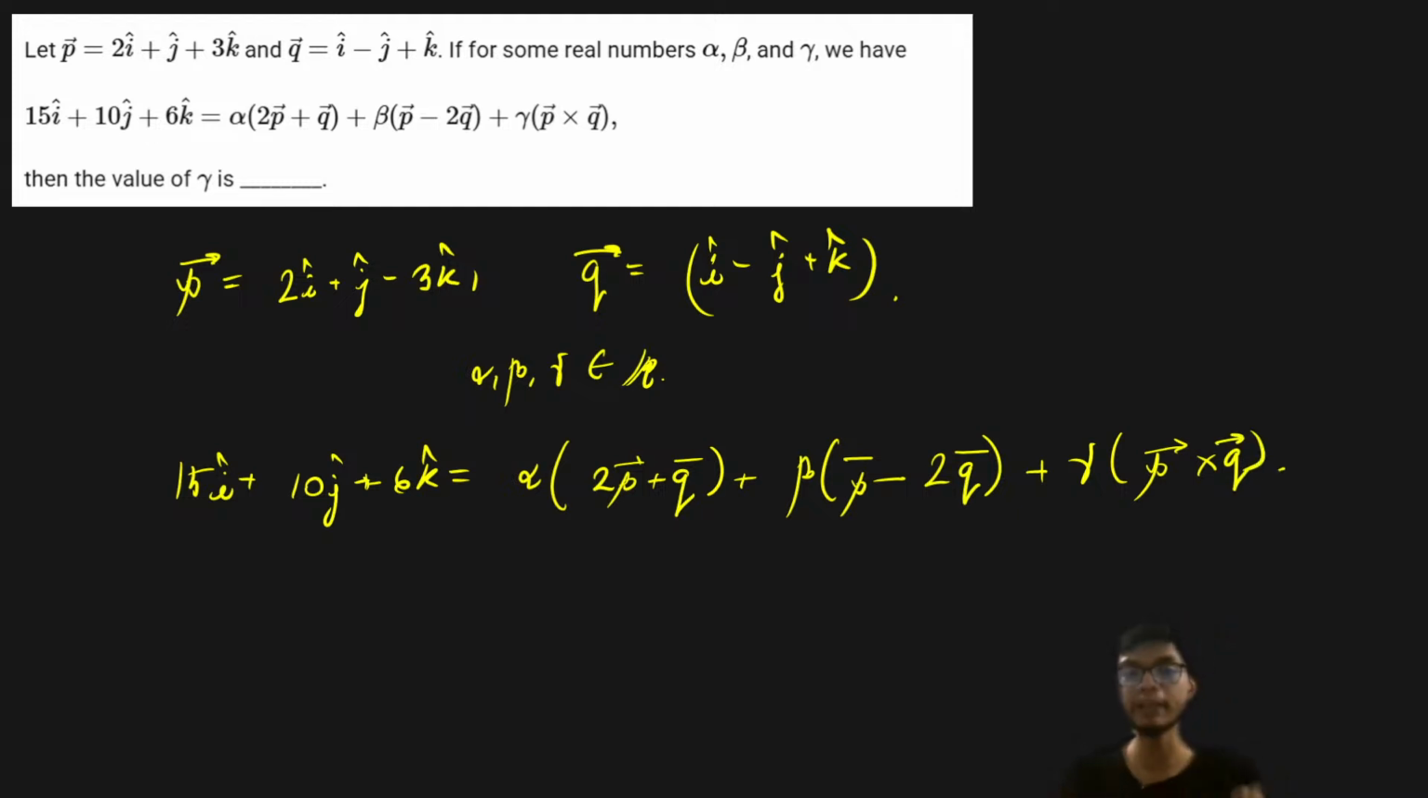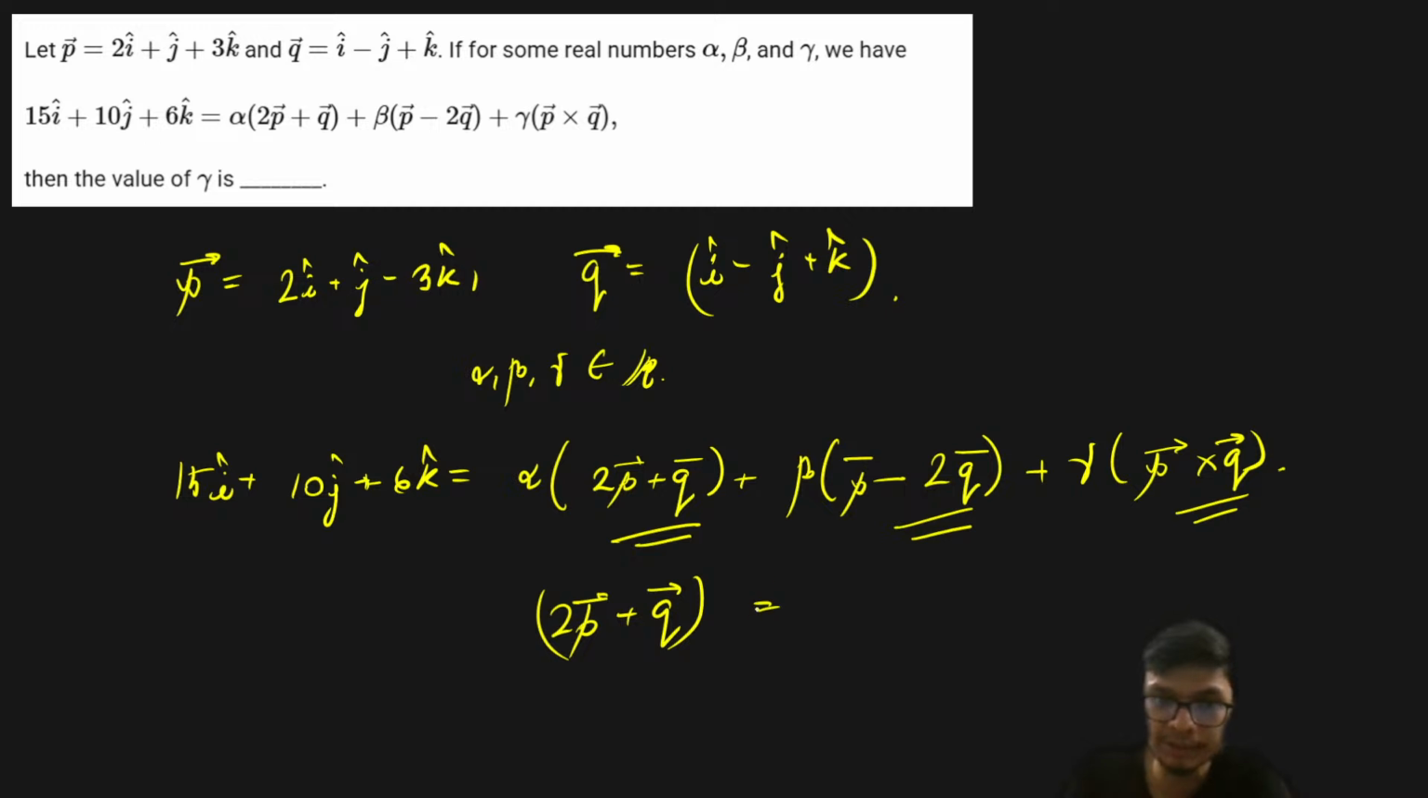Now if you try to understand, it is basically a problem where you have to express a particular vector in terms of three other vectors, right? So first and foremost, you should try to calculate all these terms, right? If you just calculate all these terms, then the question becomes much simpler. First of all, let us try to calculate these terms, 2p vector plus q vector.